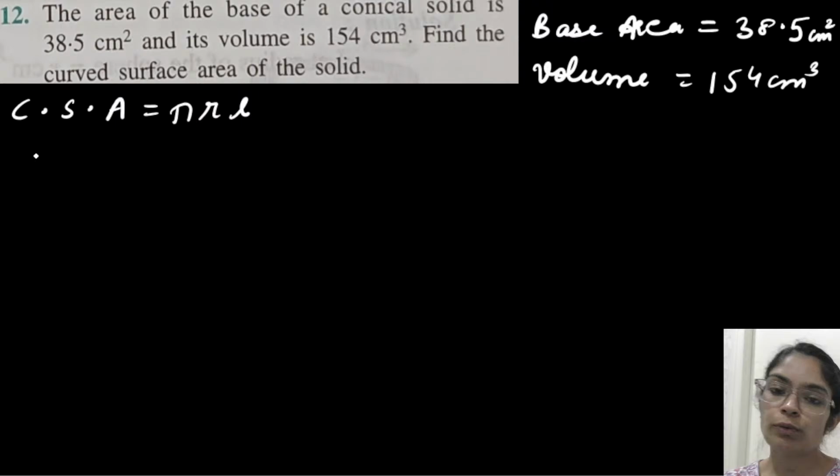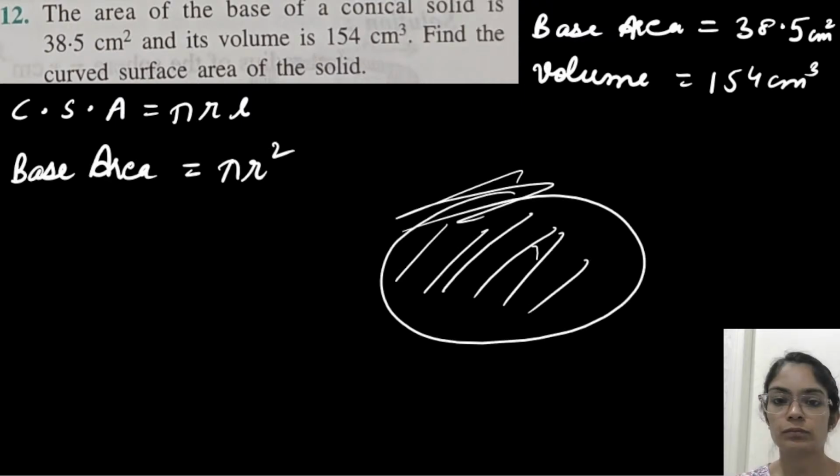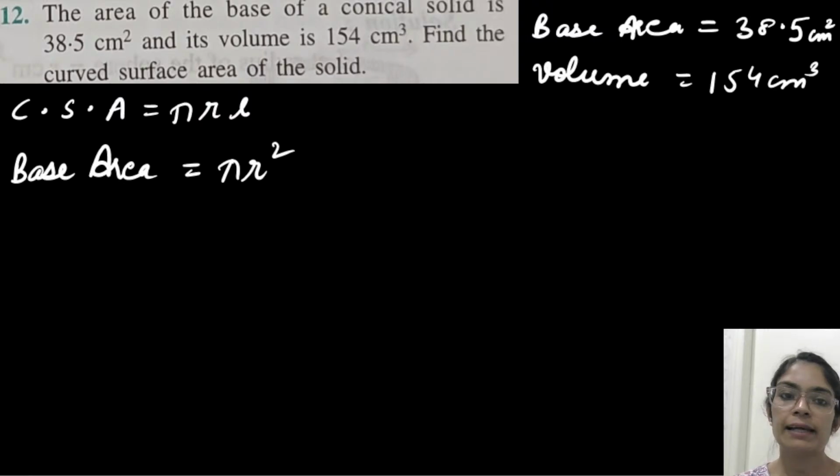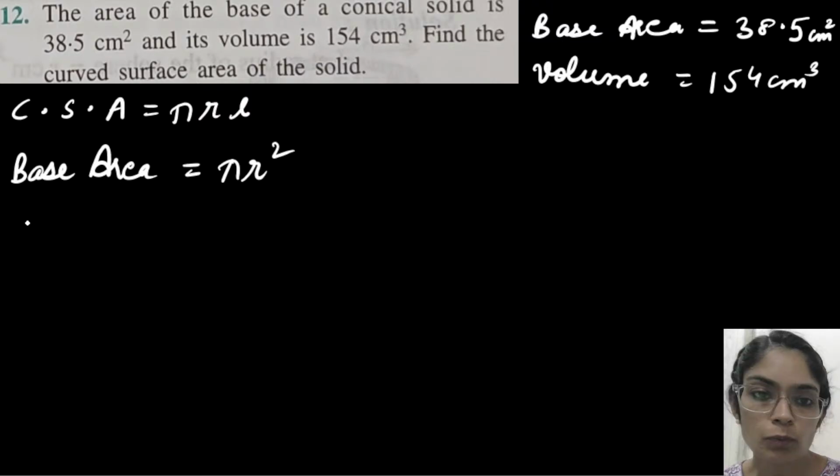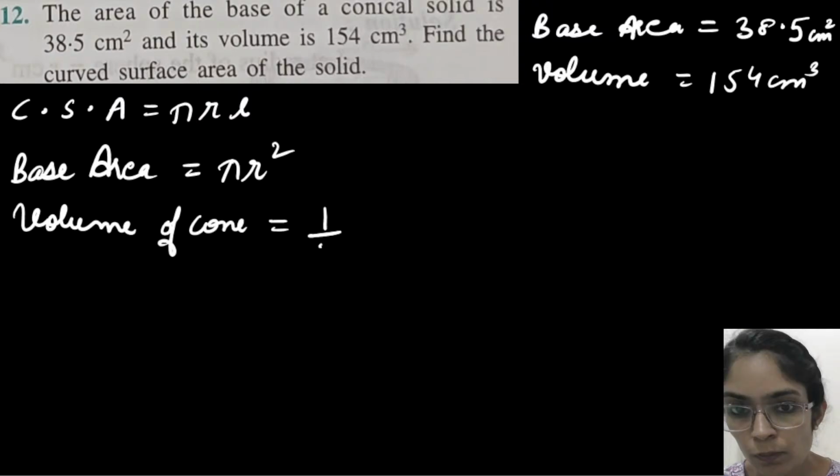So let's start. First of all, I'll tell you the area of base or base area's formula. So base area is equal to pi r square. Base area is nothing but the base, which here is a circle, so its area is pi r square, the area of the circle. Whenever you see base area, you should always write pi r square, like I told you circumference is 2 pi r. So volume is also given to us. Let's write the value of volume also. The volume of a cone is equal to 1 by 3 pi r square h.